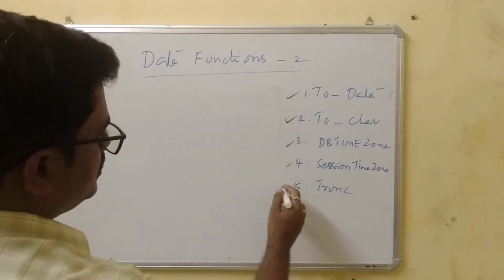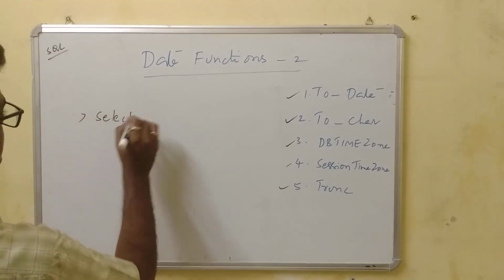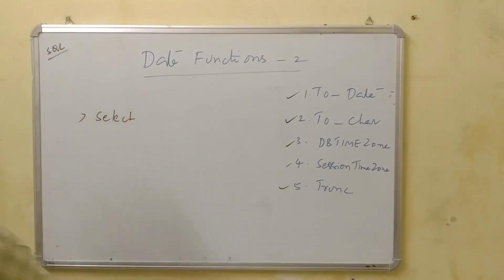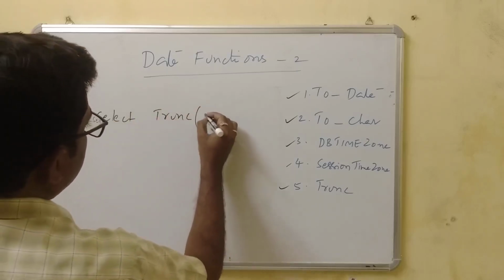So finally we can work with the trunc function. So what is truncate? It is going to be truncating exactly. So for example, select trunc of system date.